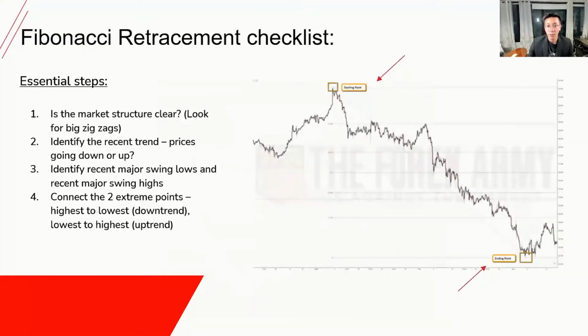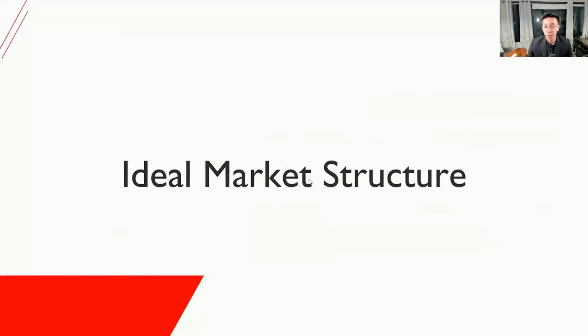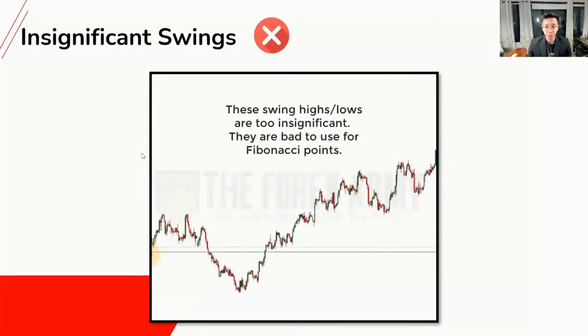Okay, so basically, this is the checklist. Just now I mentioned, is the market structure clear? And then we should identify the recent trend, whether price is going down or up, and then the recent major swing highs and swing lows. Then we can connect the two extreme points, highest to lowest, which is a downtrend, or lowest to highest, which is an uptrend. Then ideal market structure.